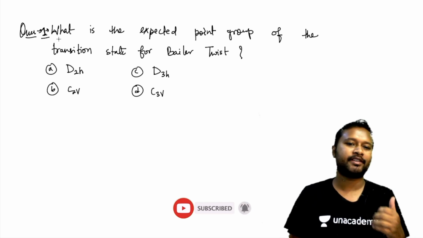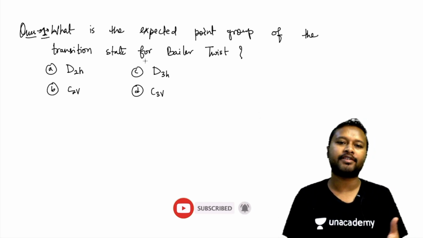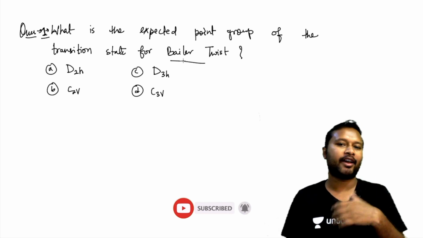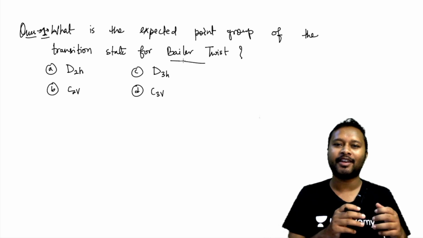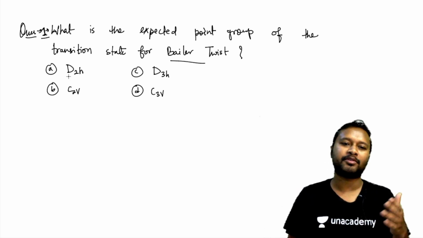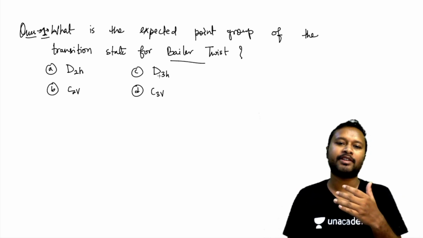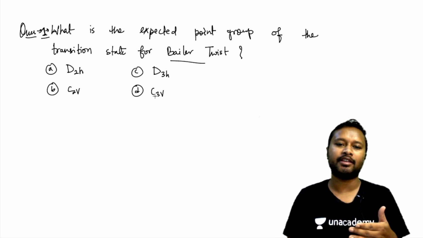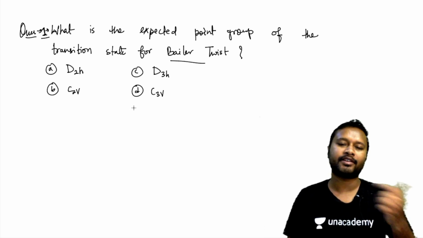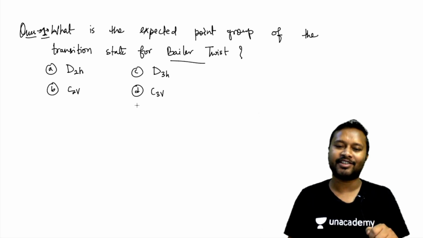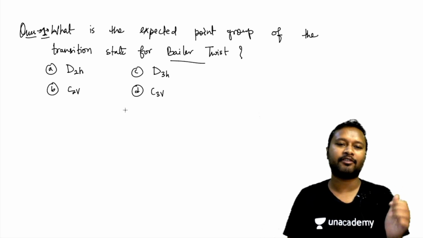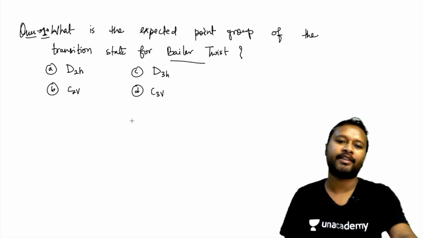The first question says: what is the expected point group of the transition state for the Bailar twist? Now I have emphasized this particular part a lot in the video, right? So I hope you are quite aware of that. You have four options: option A is D2H, option B is C2V, option C is D3H, and option D is C3V. Look at the options carefully, and if you have missed the topic, just rewind the video, watch it once again, and tell me the correct answer in the comments below. Which option is the correct one, and what is the point group of the transition state for the Bailar twist? Let's go to the other question.